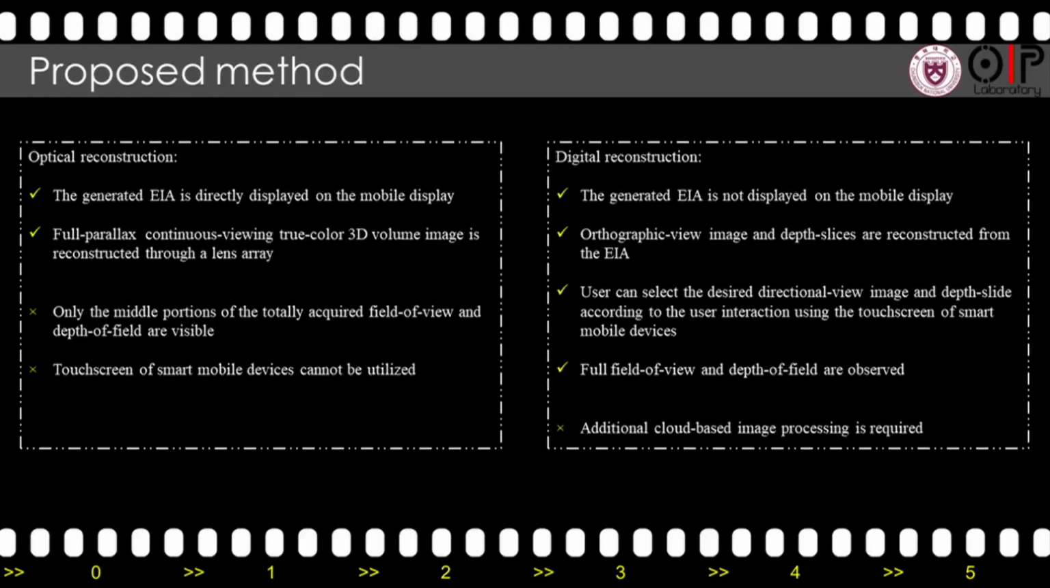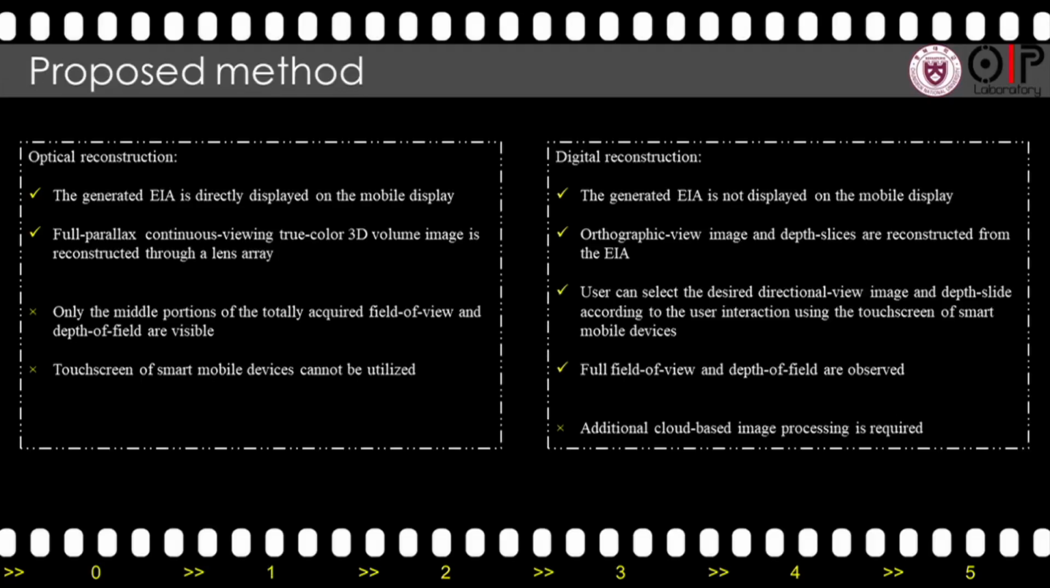So in the reconstruction, we have two choices of reconstruction method. The first one is optical reconstruction using the lens array. In that case, the generated elemental image array is directly displayed on the mobile device, while the lens array is located just in front of the mobile device.